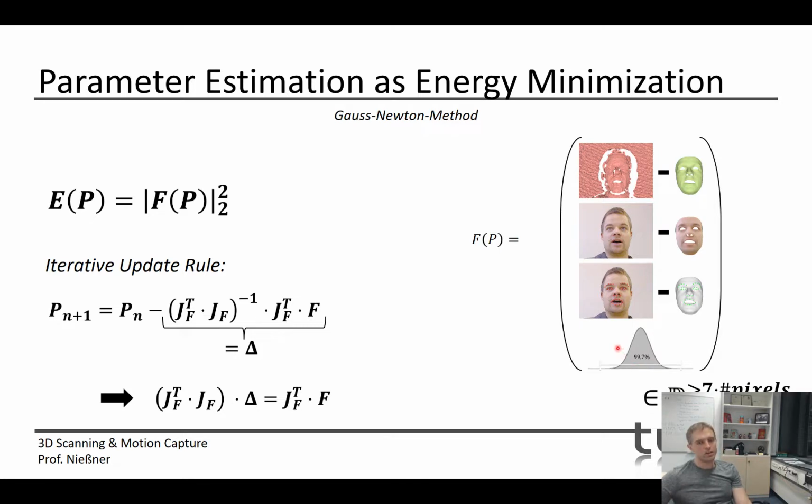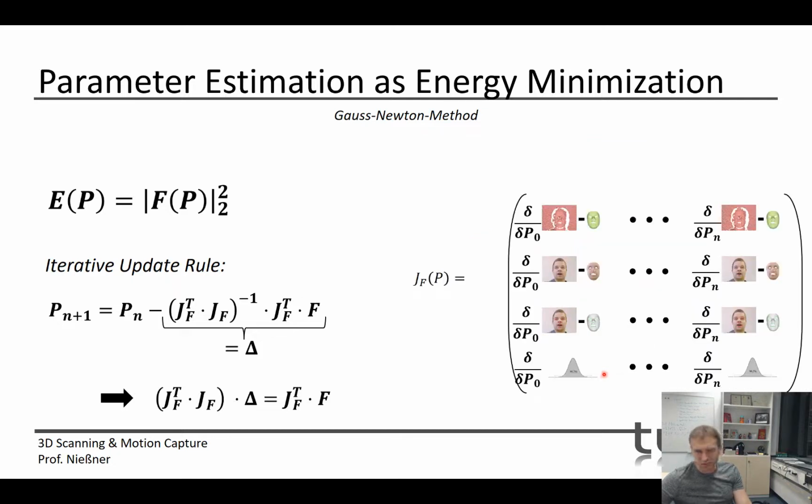Now what we have to do is, from this function f, compute the Jacobians. So we have to compute the Jacobian of f, and I'm going to try to do this a little bit visually right now. If we do this, we get something that looks like this. This is our Jacobian of f with respect to the parameters p.